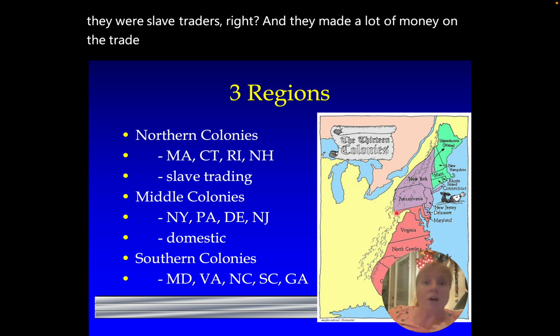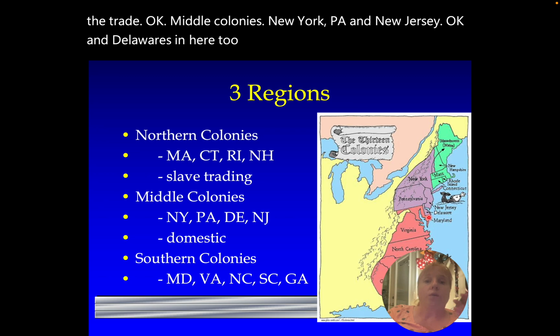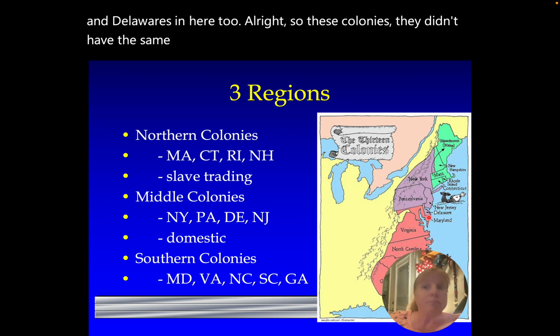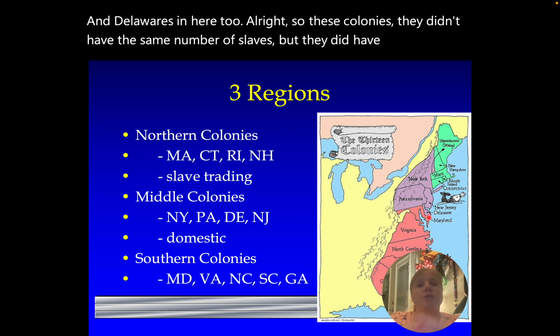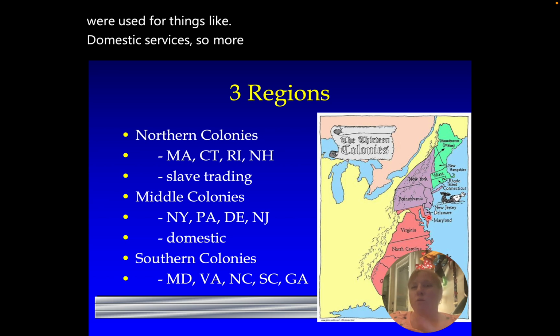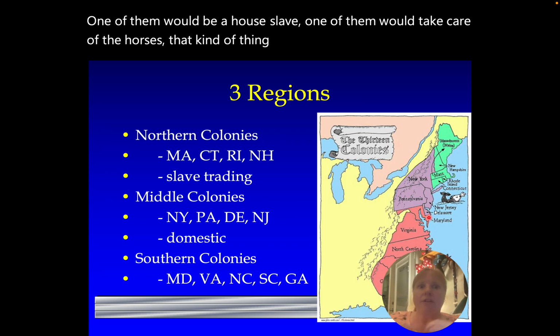Okay, middle colonies, New York, Pennsylvania, and New Jersey. Okay, and Delaware is in here too. All right, so these colonies, they didn't have the same number of slaves, but they did have slaves, and they were used for things like domestic services. So more like you'd have one or two slaves. One of them would be a house slave. One of them would take care of the horses, that kind of thing. So you weren't having heavy labor.